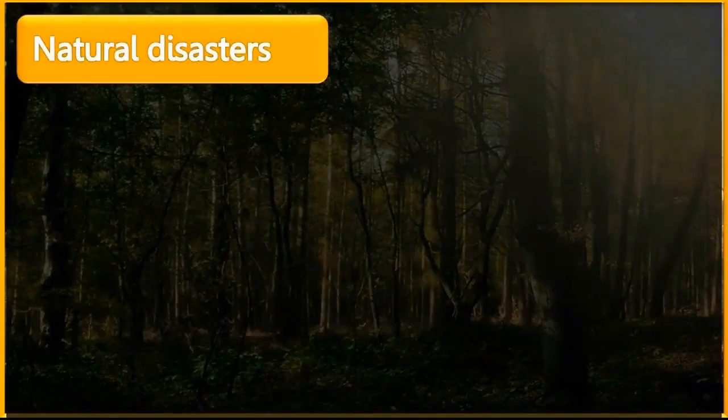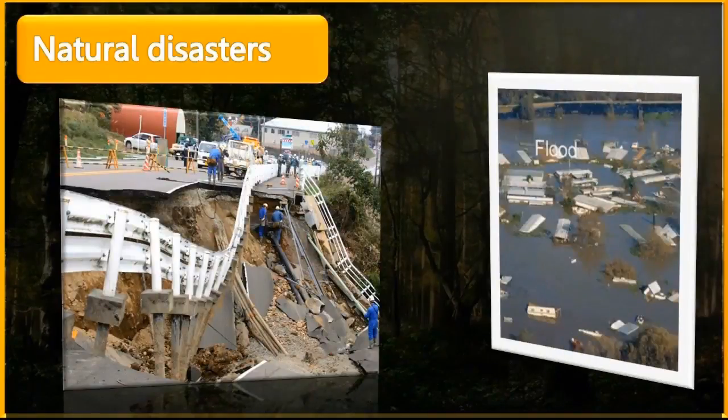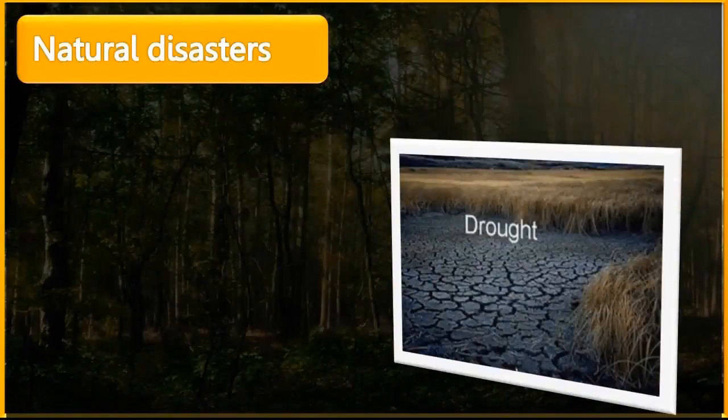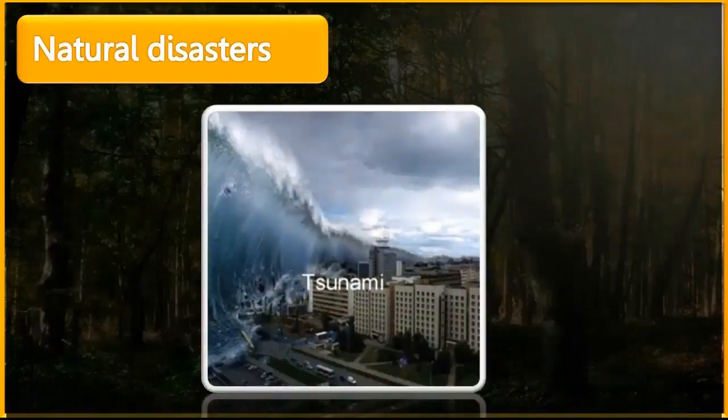Natural disasters, earthquakes, floods, droughts, cyclones, tsunamis, and hurricanes also contribute to the reduction of plant and animal species in many areas.